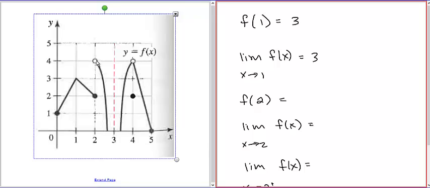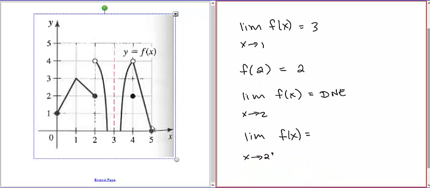Now here at 2 we have this jump, this discontinuity. The function does exist because you have a dark filled in circle, so f of 2 is y equals 2. The limit as you approach x equals 2 does not exist. So going from the right-hand side, the positive side, the limit is 4.